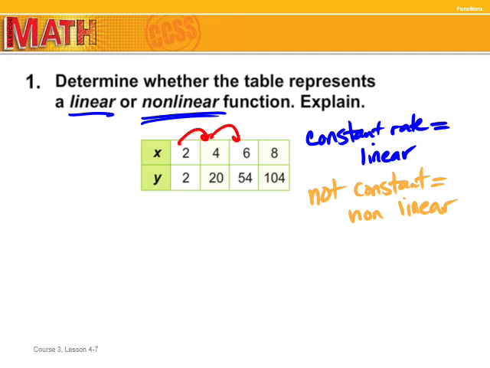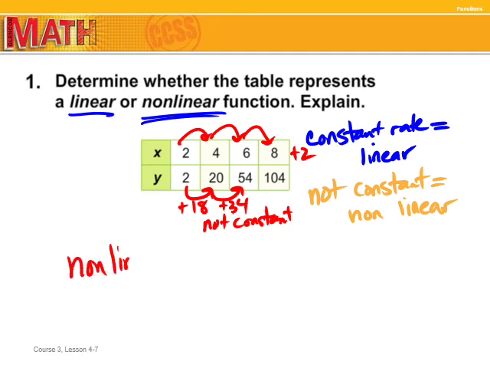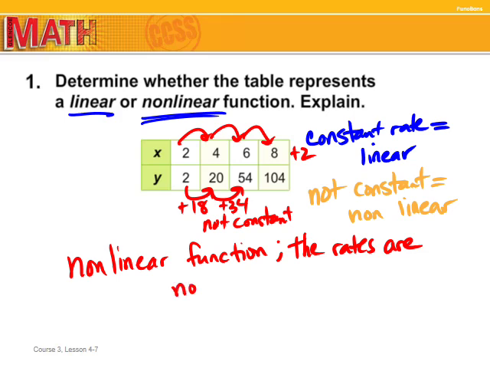The x's look like they are going up by 2, so that's constant, but we need both the x and the y to be constant for this to be linear. So from 2 to 20, that's plus 18. From 20 to 54, that's plus 34. Those are not constant. So therefore, this is a nonlinear function. Our explanation: the rates are not constant.